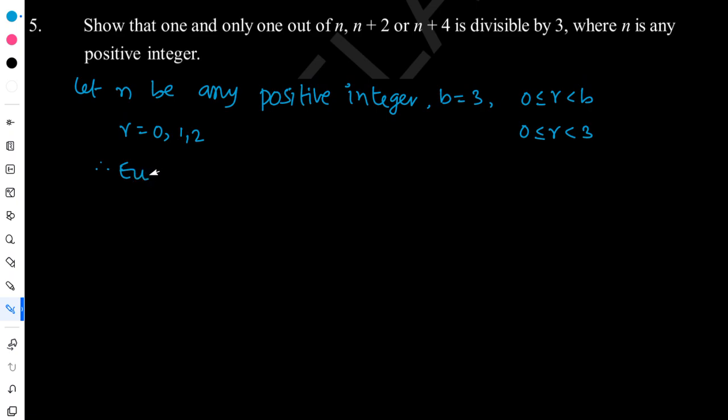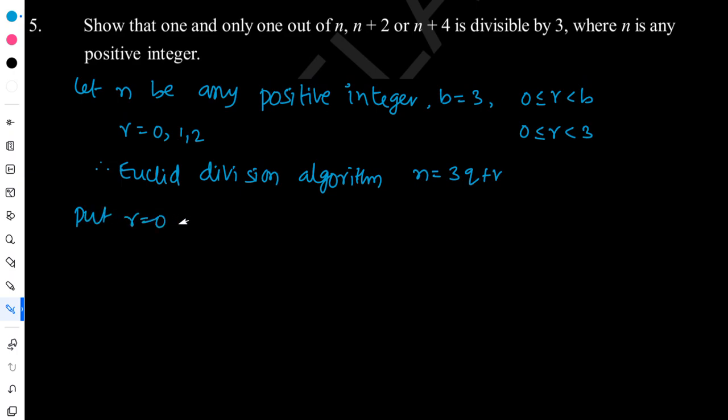Therefore by Euclid's division algorithm, n equals bq plus r, that means 3q plus r. First put r equals 0: n equals 3q plus 0, which is 3q. Is it divisible by 3? Yes, 3 into q, therefore it is divisible by 3.